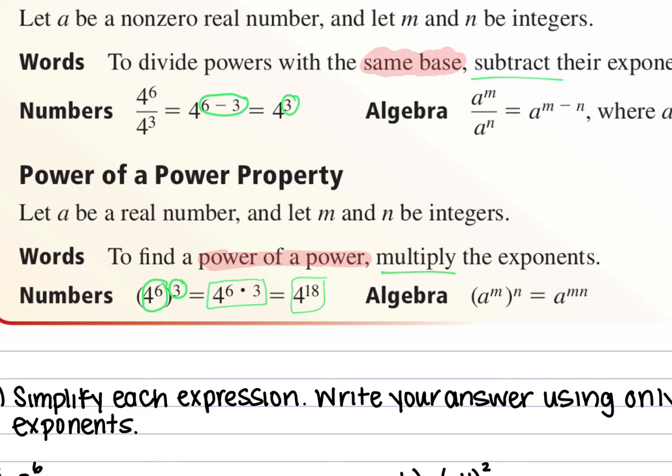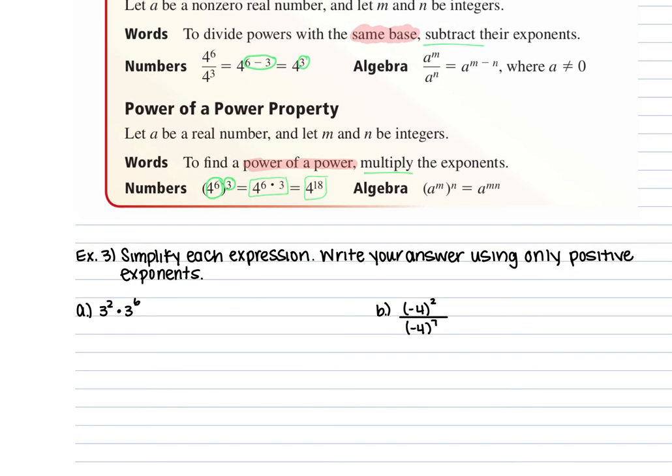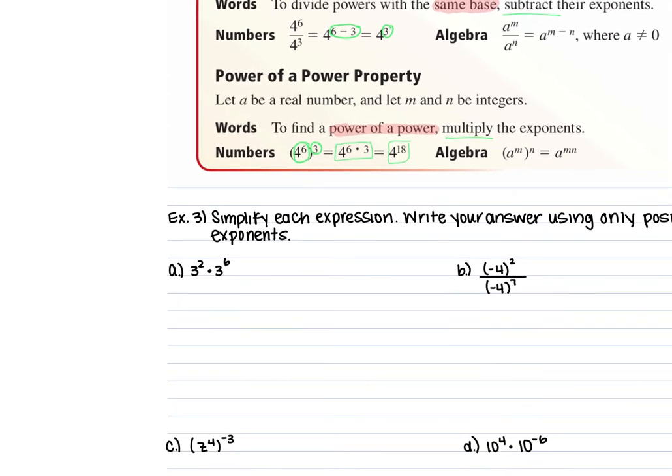So if you're multiplying powers, you add their exponents. If you are dividing powers, subtract their exponents. And if you do a power to a power, you multiply the exponents. All right, let's apply these, okay? So we're only going to use positive exponents here. Let's start with A.